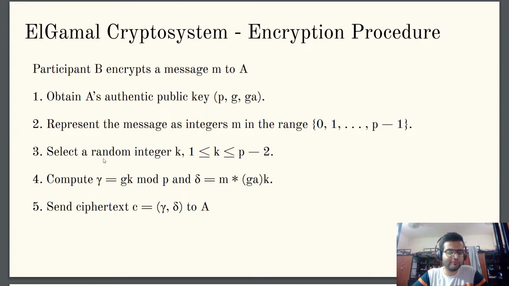In the third step, we select a random integer k such that k lies between 1 and P minus 2. In the fourth step, we compute gamma equals G^k mod P and delta equals M multiplied by (G^A)^k mod P. In the fifth and last step of the encryption procedure, we send a ciphertext C, which is equal to (gamma, delta), and that ciphertext will be sent to A. That's how our encryption procedure happens. And this is the same as what Alice did when she sent the encrypted message to Bob.